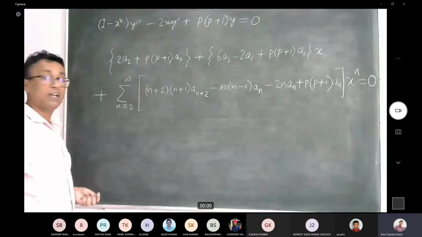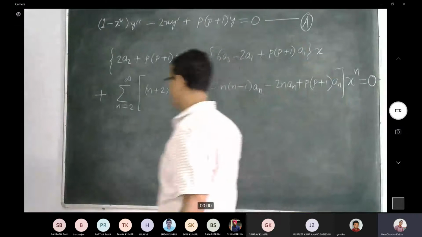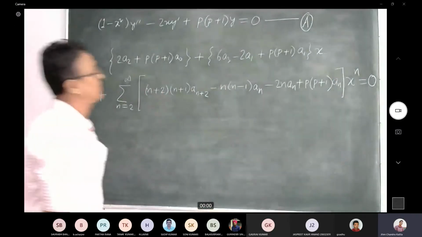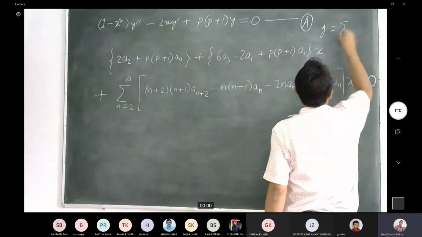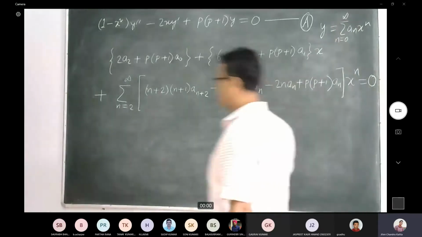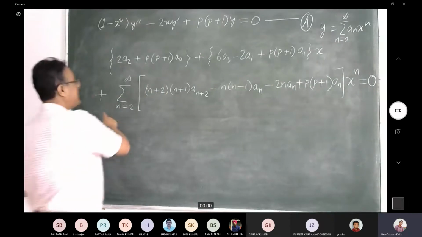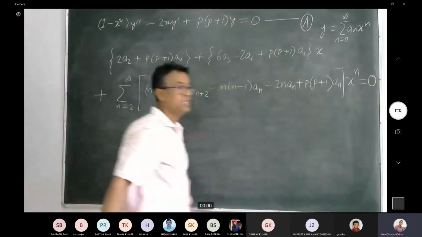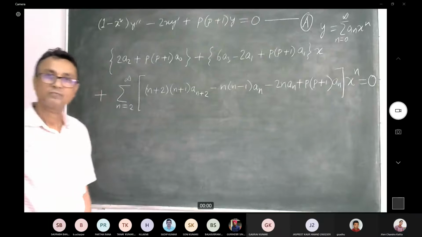Yesterday I was considering this equation number A, okay? And I was trying to solve it using an infinite series of this form. By substituting this infinite series in this equation A, I was trying to find the solution, and eventually I ended up with this expression. Is it okay? Fine.